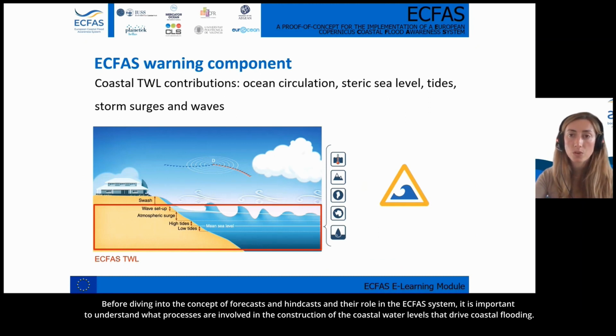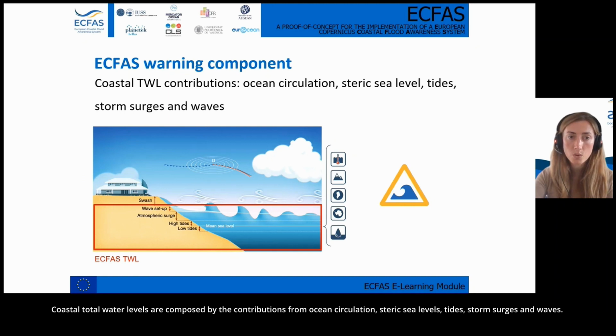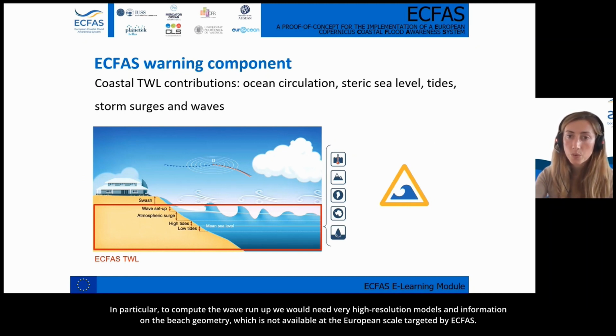Before diving into the concept of forecast and hindcast and the role in the ECFAS system, it is important to understand what processes are involved in the construction of the coastal water levels that drive coastal flooding. So coastal total water levels are composed by the contributions from ocean circulation, steric sea levels, tides, storm surges, and waves. In particular, to compute the wave run-up, we would need very high resolution models and information on the beach geometry, which is not available at the European scale targeted by ECFAS.